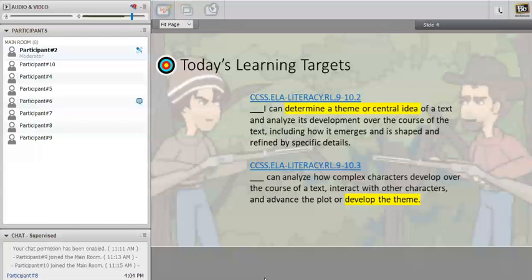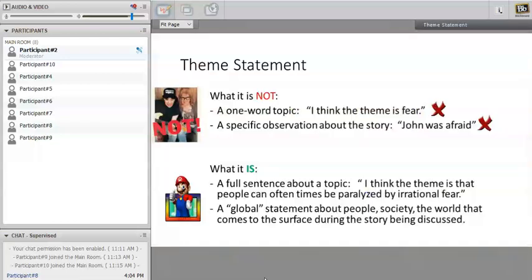The other I can statement is that I can analyze, I forgot the I then. I can analyze how complex characters develop over the course of a text, how they interact with others, and how they advance the plot or develop the theme. So again, it's all that funneling into what is the theme? What is the author trying to say about the world or about people or about society?